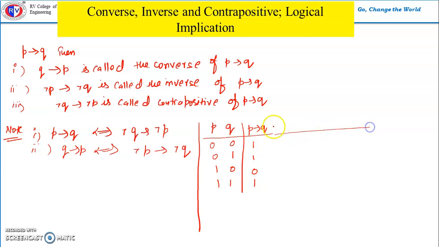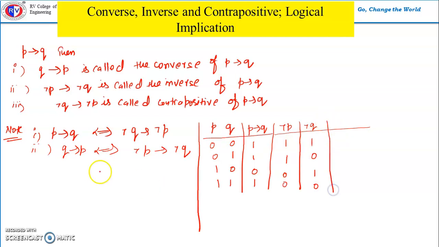And then what will be negation of P? Negation of P will be 1 1 0 0. And what will be negation of Q? Negation of Q will be 1 0 1 0. Okay, and then we are saying the conditional and the contrapositive means negation of Q implies negation of P. So this is contrapositive of conditional. Negation of Q implies negation of P.